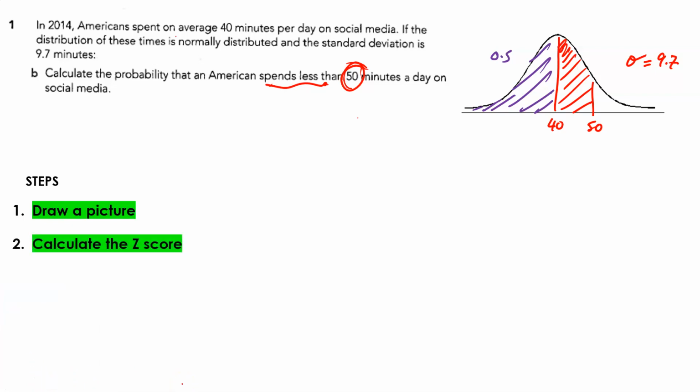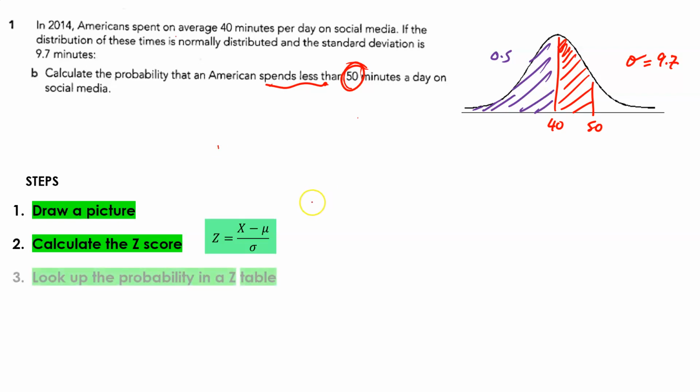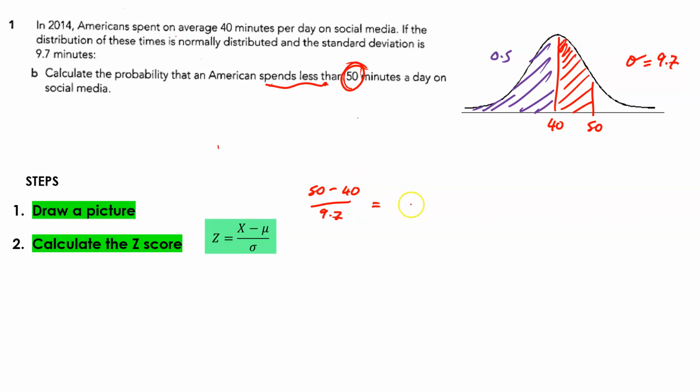Next we need to calculate the Z-score. So that's going to be 50 take away 40 over 9.7, which gives us 10 divided by 9.7, which is equal to 1.031, if we're rounding to 3 decimal places.